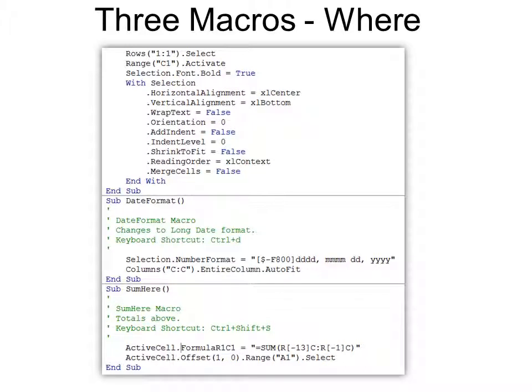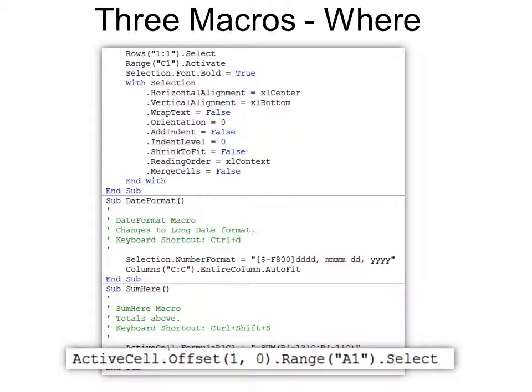Alright, let's go back to our 3 macros and look at some of the wheres. So you can see rows 1 through 1. We can see range C1. We see selection. Come down here, there's selection again. That means whatever I have already selected. It could be a cell, it could be a range. There's columns. In fact, it's columns dot entire column. And then down here is active cell. An active cell is very common. It's wherever your cursor happens to be, whether it's actually selected, clicked and dragged over, or just clicked in.